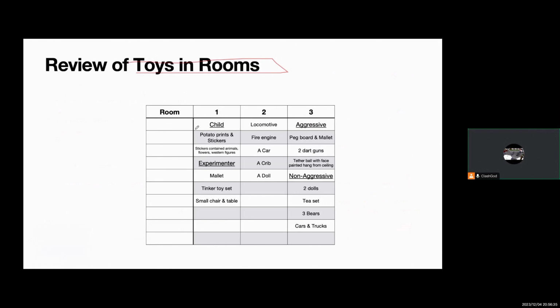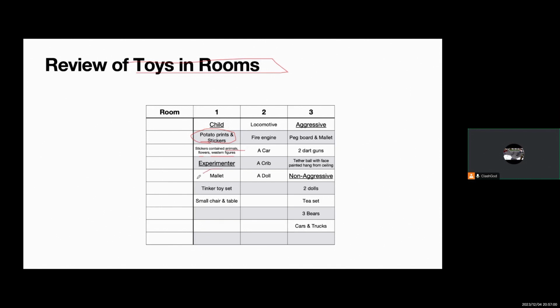In room 1, the child and the experimenter are given different toys or different settings. The child is given potato prints and stickers. And the stickers contain animals, flowers, and Western figures. So that's what you need to know for the child. Potato prints and stickers, and animals, flowers, Western figures. And they're used to produce pictures. So you just need to know these.